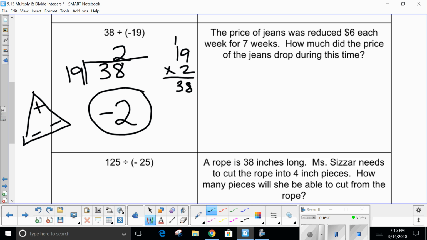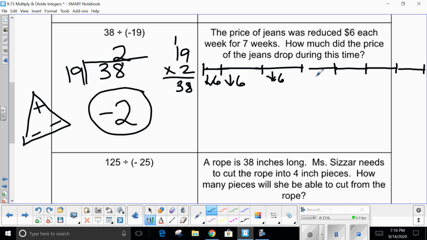Okay. So now let's look at this. The price of jeans was reduced $6 each week for 7 weeks. How much did the price of the jeans drop during this time? So this will be a multiplication problem because we have 1 week and what? The price went down $6. We have another week and the price went down $6. And then we have another week, so that's 3, 4, 5, 6, 7 total weeks. And each time the price went down what? $6.